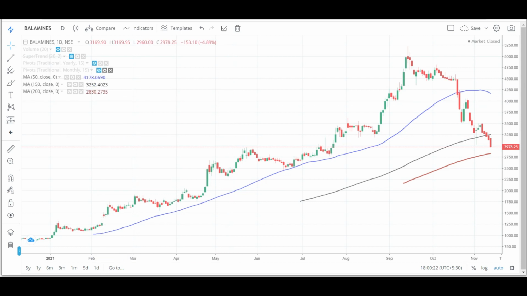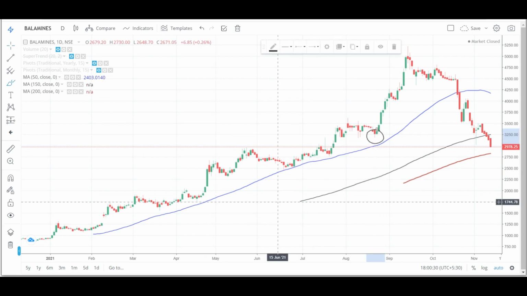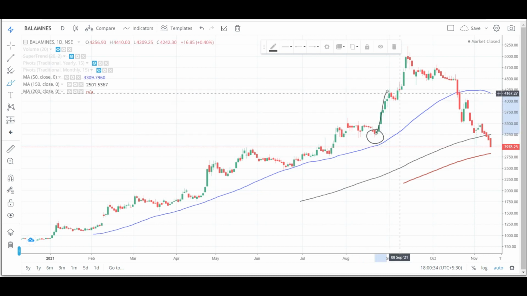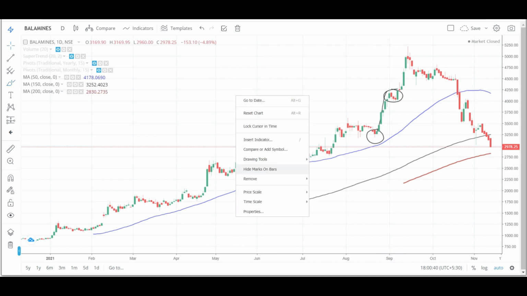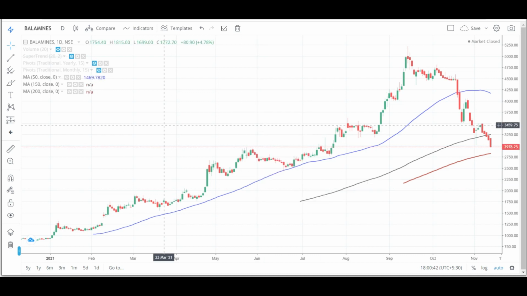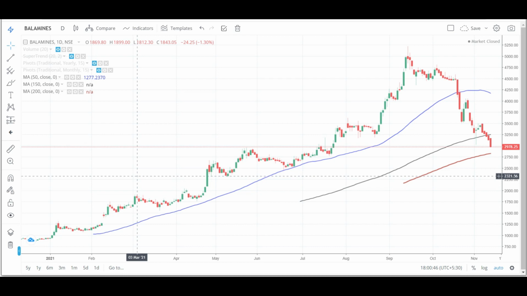We are going to take this Bala Mines example. I took a trade in Bala Mines at this point, then the stock went up and I sold around here. Let us discuss now the trend template, why I took the trade and what are the criteria that we need to follow.